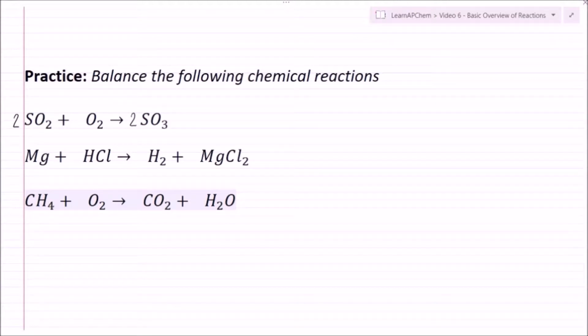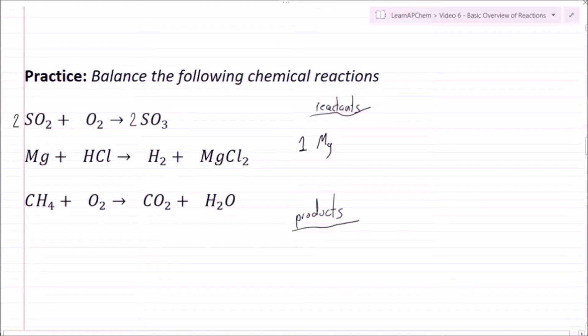Alright, so let's look at the second one. So here, if I just take quick stock, I have 1 magnesium on the left, so I'll make it more specific, reactants. And here we'll have products. So I have 1 magnesium in the reactants, 1 for our products. In the reactants we have 1 hydrogen and 1 chlorine. And in our products we have 2 hydrogens and 2 chlorines.